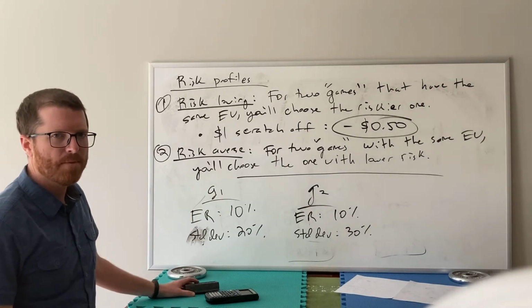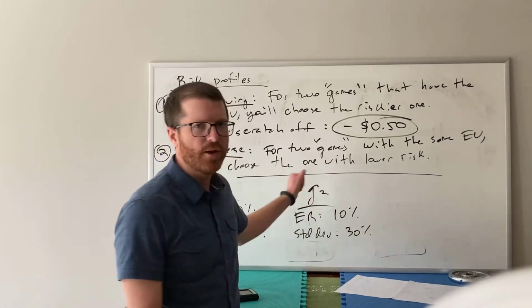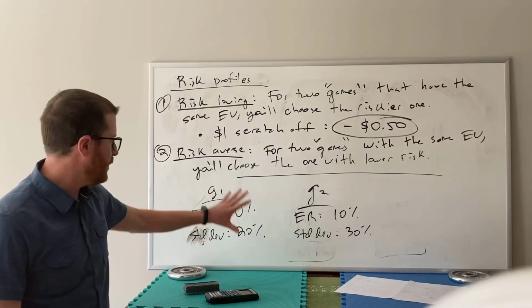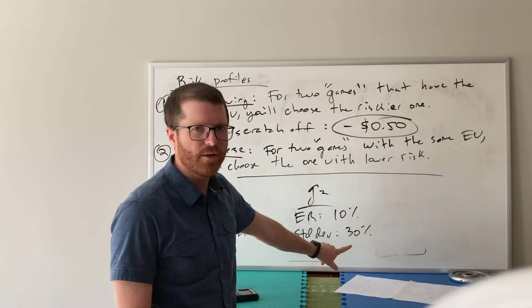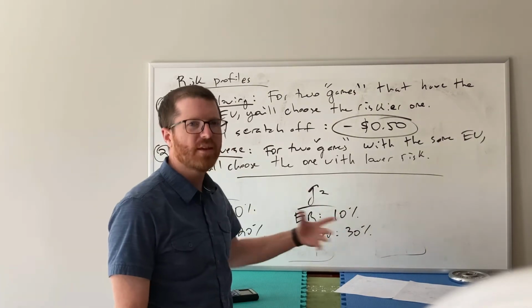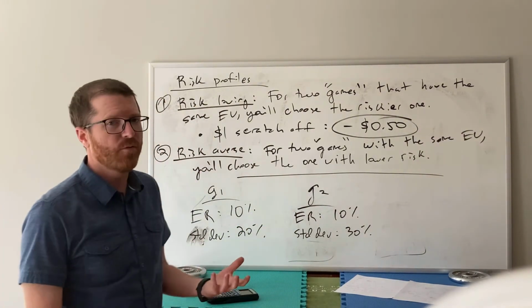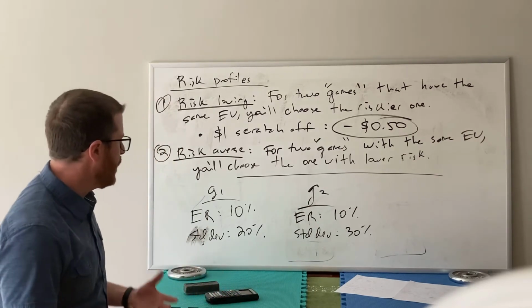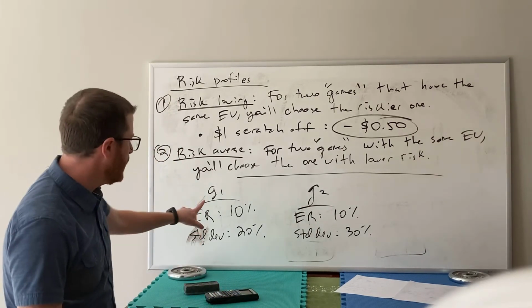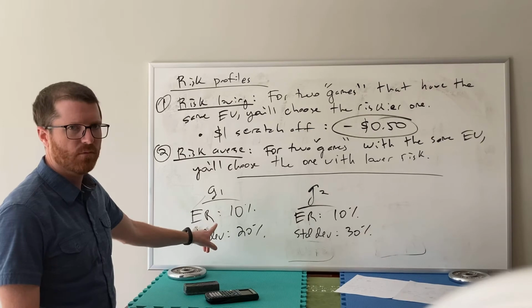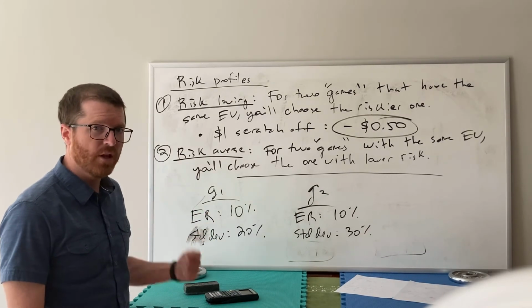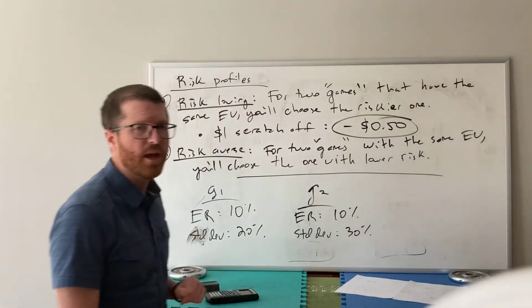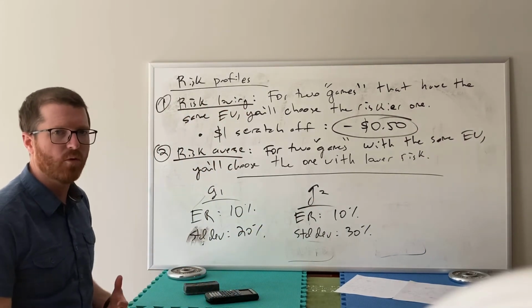Game two clearly has idiosyncratic risk. It has the same level of expected return as game one, but it has even more risk. So the extra risk is all idiosyncratic. It's completely avoidable. So if you're risk averse, you would clearly choose game one. Same return, lower level of risk. If you are risk loving, you would clearly choose game two because you actually like receiving more risk.